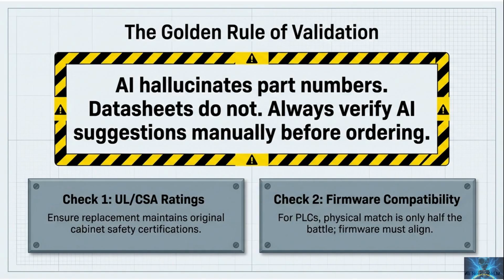The golden rule of validation. Here is the rule that keeps this whole method safe. Artificial intelligence can invent part numbers. Datasheets do not. So before you buy anything, verify every suggested part manually using the manufacturer documentation. Then do 2 key checks. Confirm Underwriters Laboratories and Canadian Standards Association safety ratings stay equivalent, and confirm firmware and compatibility requirements, especially for programmable logic controllers, where physical fit is only half the battle.